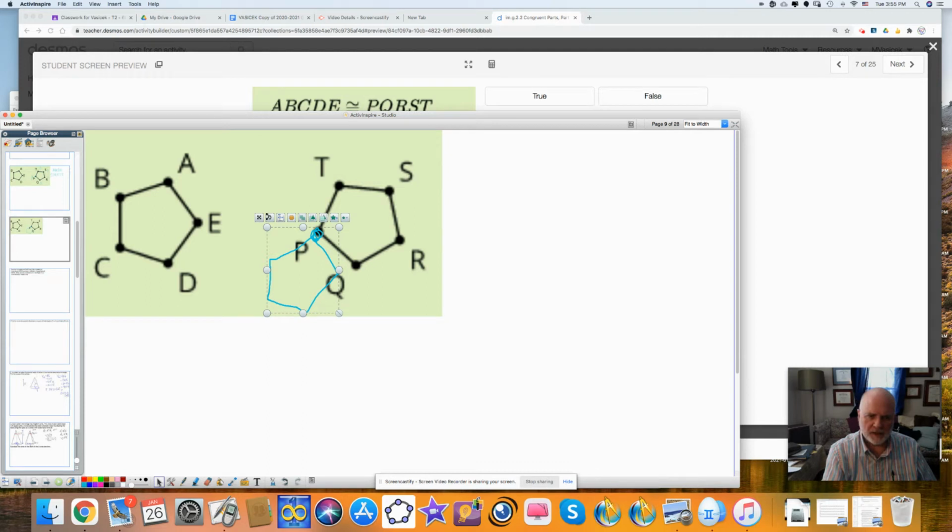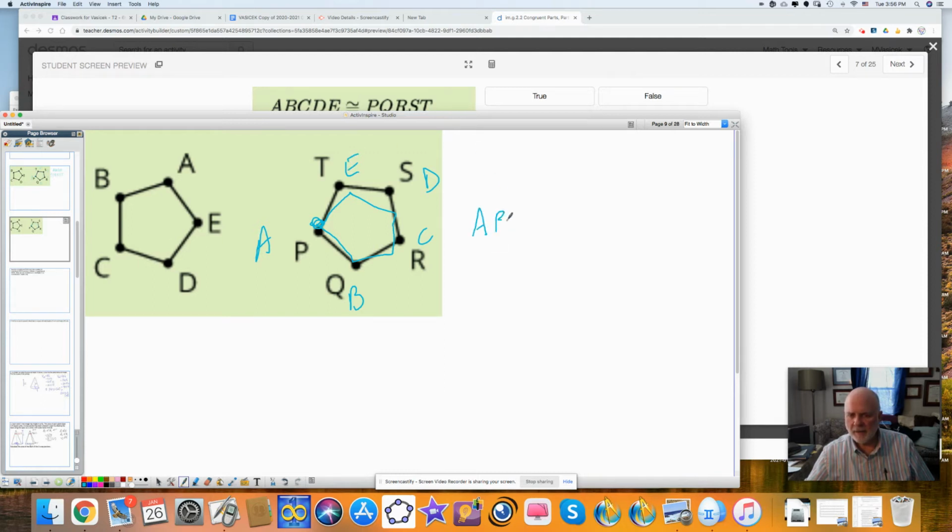And now I'm going to rotate it. When I rotate this figure, I have to actually do 2 things. I'm going to rotate it, and then I'm going to move it over. So if I rotate it around point P, it ends up right here. And I'm going to point out to you that my original is A, B going counterclockwise. So this would be point A, this would be B, C, D, and E. So the question is, A, B, C, D, and E, is that congruent to P, Q, R, S, and T? Well, yes, the corresponding parts match up.